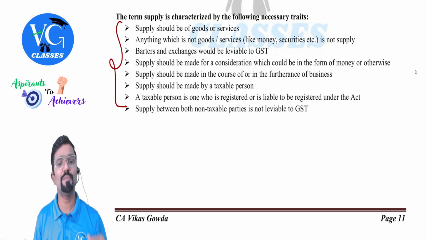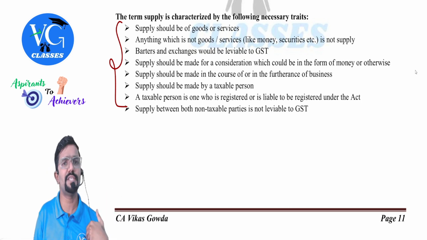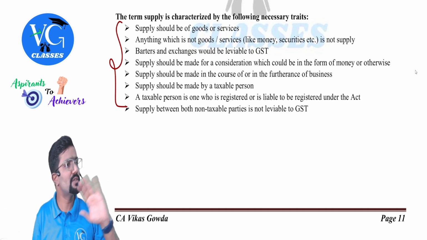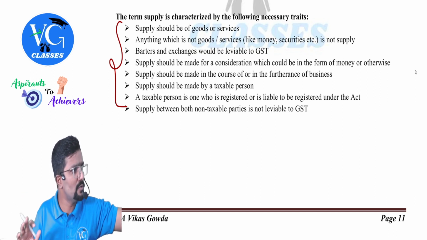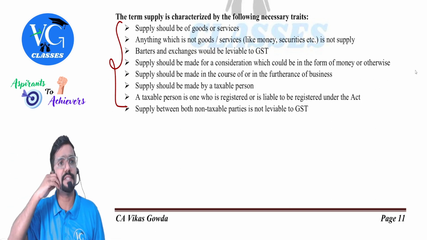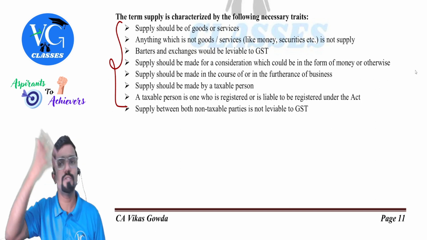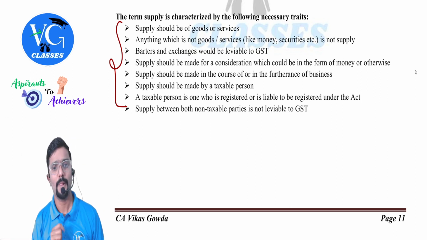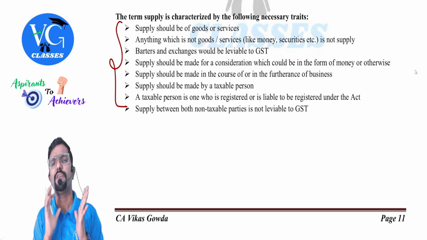Okay. Supply should be of what? Goods or services. Anything which is not a goods, which is not a service, means it is not covered under GST. For example, money, securities and all are not goods, and not services either. Now, sir, whenever I buy and sell shares through my demat account, should I pay GST? No. Why? Because it is not a goods also, it is not a service also. Okay. Barters and exchange would be leviable to GST. One of the unique features, guys.